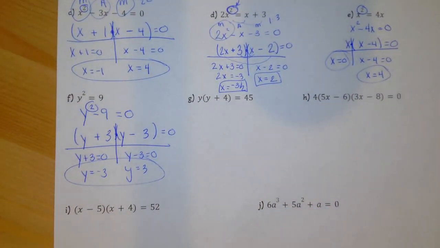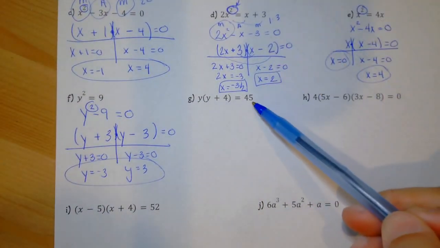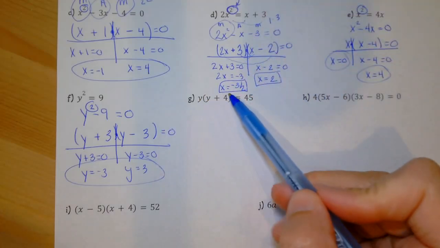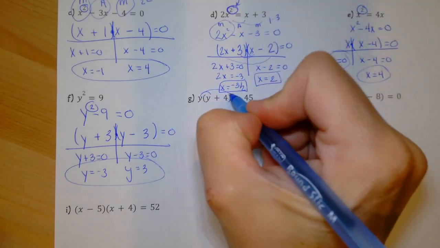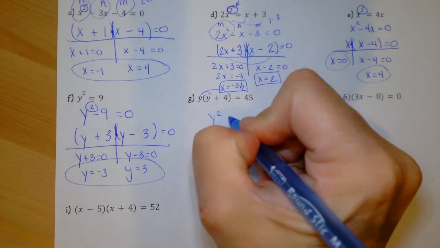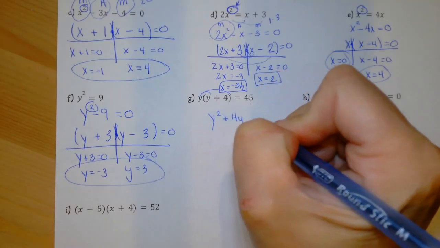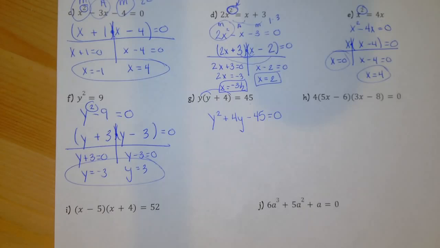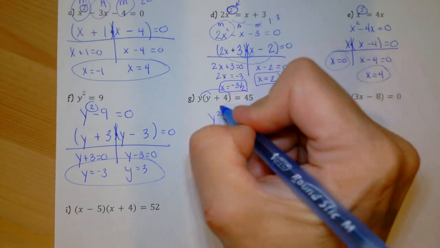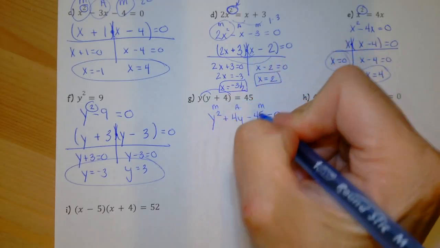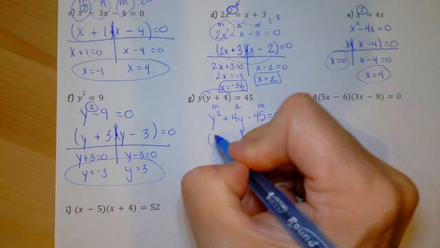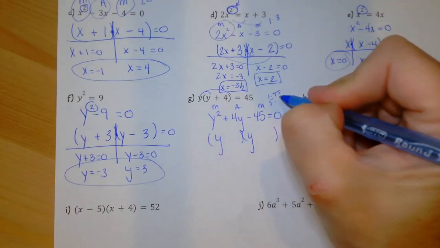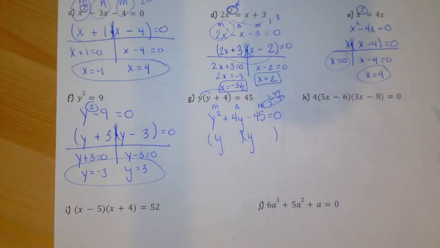All right. Letter G. Problem number 1, I have to equal 0. Problem number 2, this can't be factored. I have to distribute first. So I have y squared plus 4y minus 45 equals 0. Then again, I'm going to see a trinomial, multiply, add, multiply. So y and y. Let's see, 1 and 45, 5 and 9. I think that's my winner. That can get a 4.